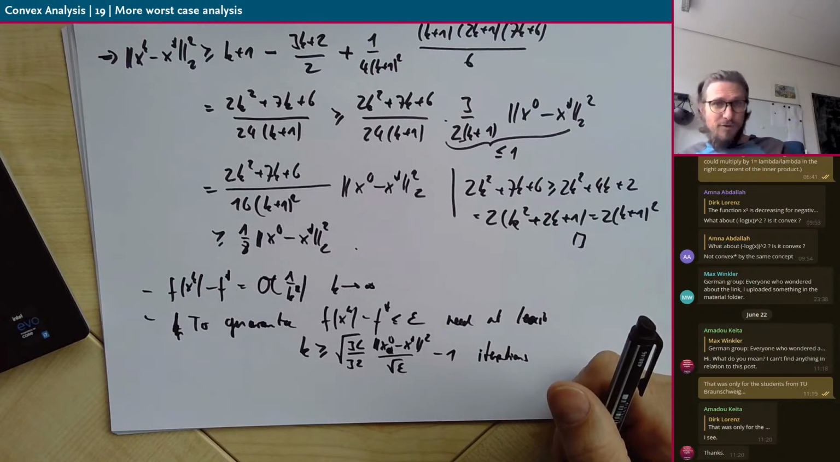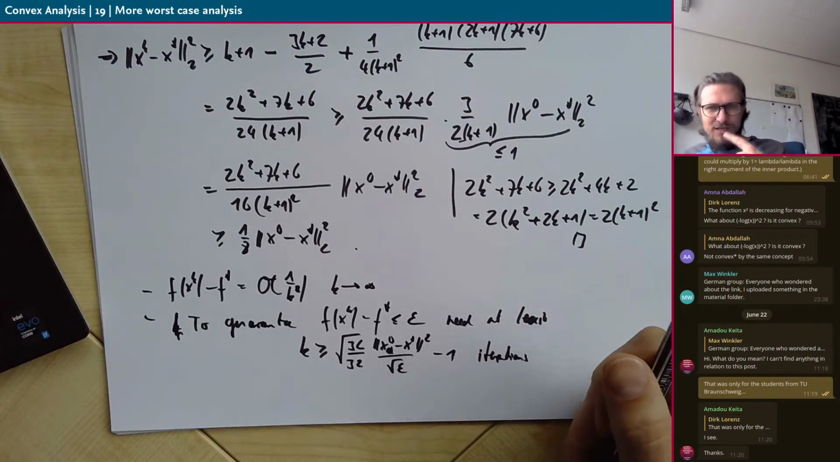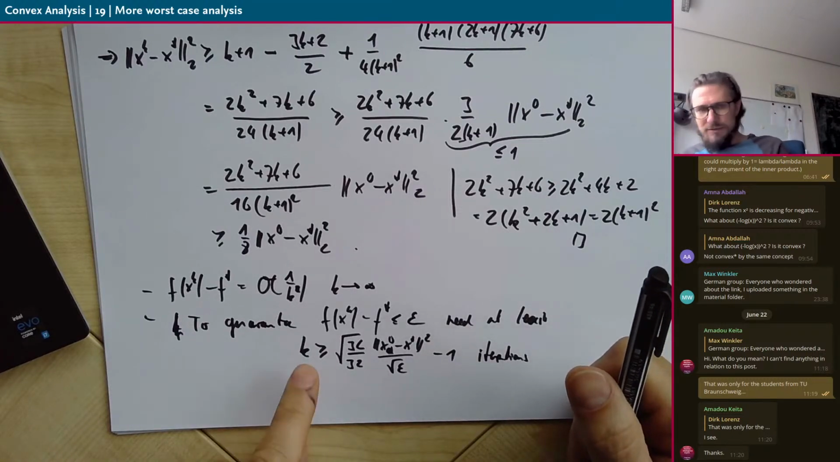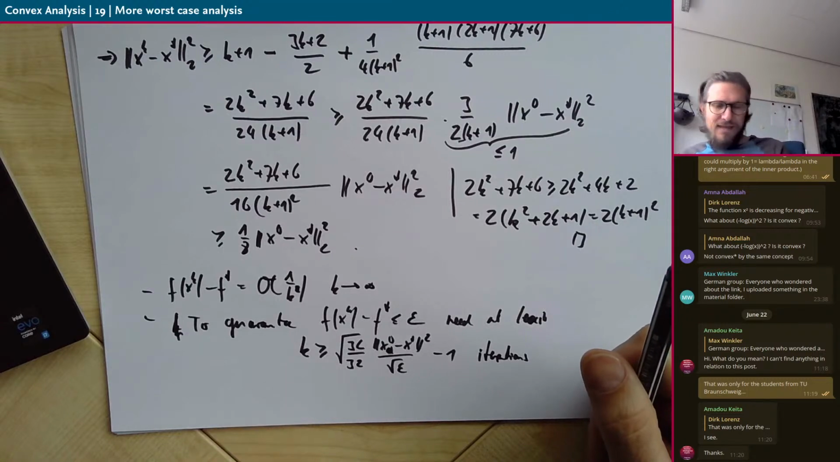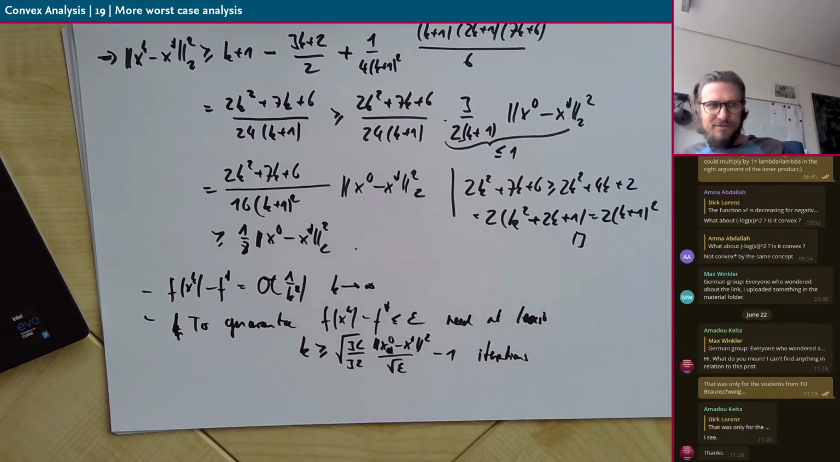And this goes on and on. If you cut epsilon in 2 again, you have to multiply by 1.4 something for the number of iterations again. So that's kind of how it scales, right? How accuracy and number of iterations scale with each other.